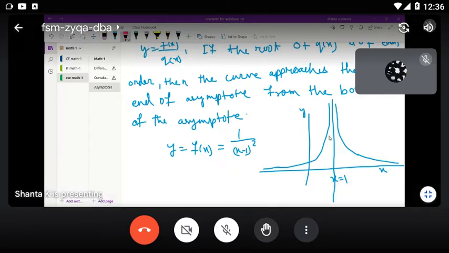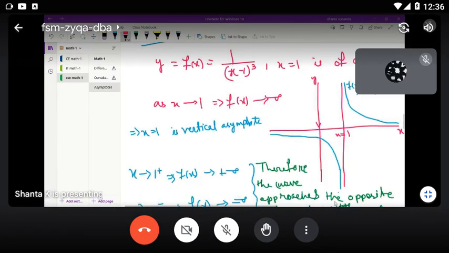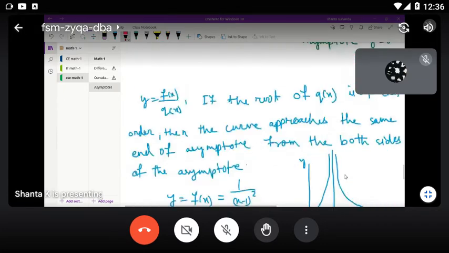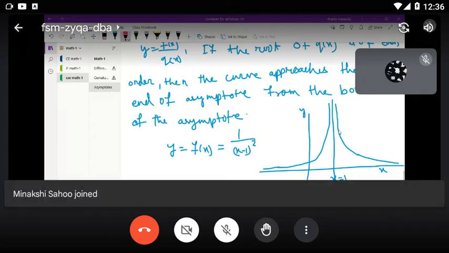So you can say the curve will approach the asymptote from both sides to the same end if it is even order. If it is odd order, to the opposite ends, this one and this one. But if it is even order, then it will approach only one end from both sides.